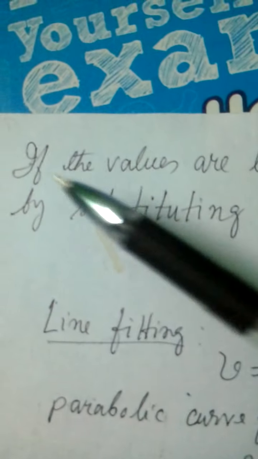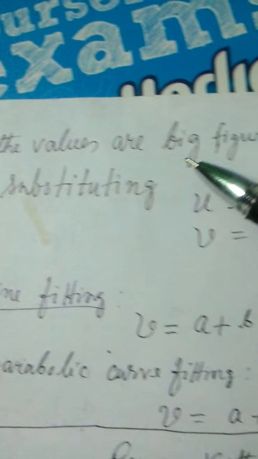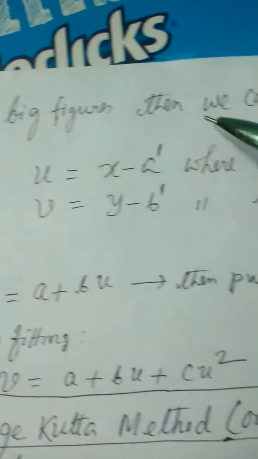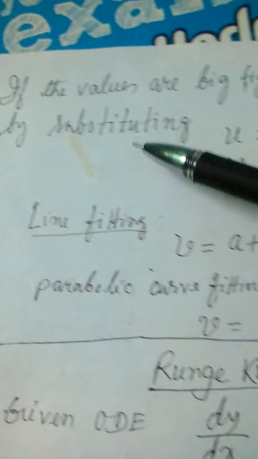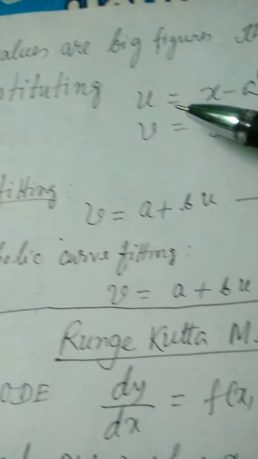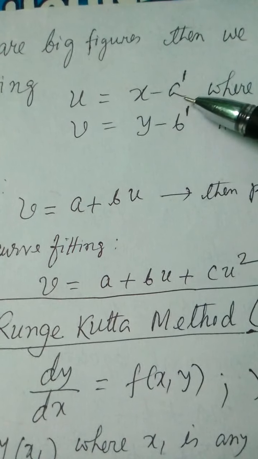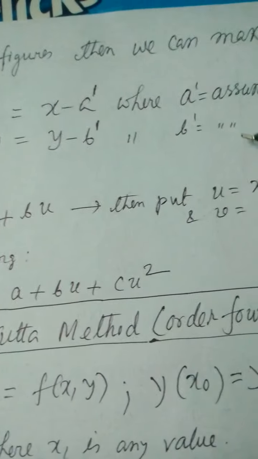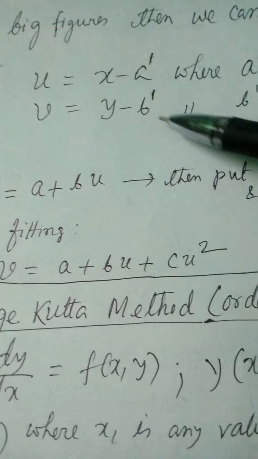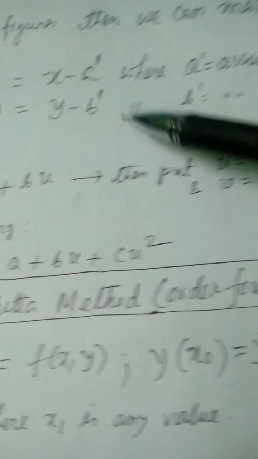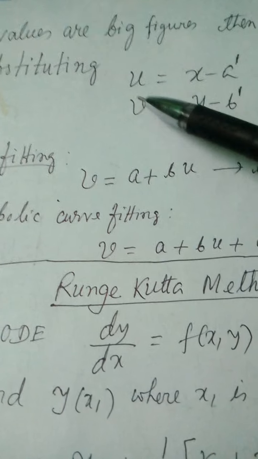If the values are big figures, meaning the x and y values, then we can make them small by substituting u is equal to x minus a dash, where a dash is the assumed mean for x values, and v is equal to y minus b dash, where b dash is again the assumed mean for y values. Now the values have changed to u and v.